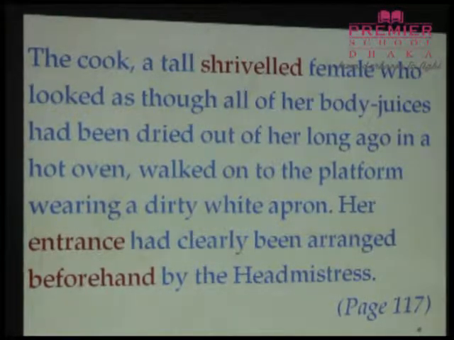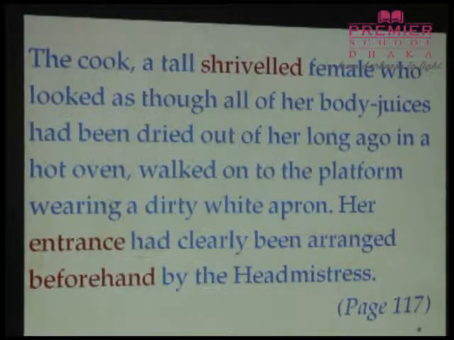Walked onto the platform wearing a dirty white apron. She was wearing a dirty white apron. So if she makes a cake, think about the quality of the cake. Her entrance had clearly been arranged. Her coming, entrance means coming. Her coming had clearly been arranged beforehand, earlier, by the headmistress.